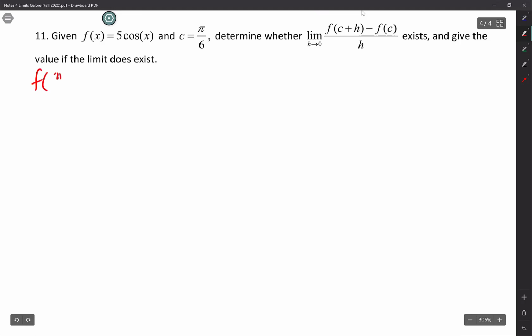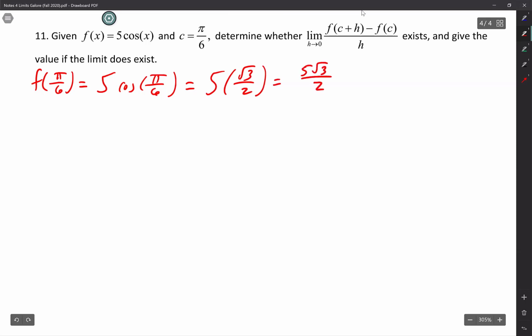So f of pi over 6 equals, let's see, 5 times cosine of pi over 6. So here's your precalc. Cosine of pi over 6, so 5 times square root of 3 over 2, and maybe you want to write it as 5 square root of 3 over 2 like that. Okay, I don't see anything crazy right now. Let's see, now let's do f of pi over 6 plus h. All I'm doing is this. I just did that right there where c is pi over 6, and now I'm just plugging in what c is.